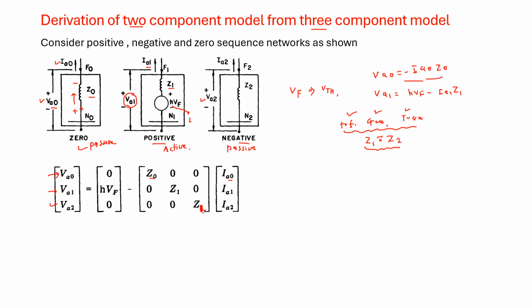Actually, here it is Z2, but we can assume that Z1 is equal to Z2, that positive sequence impedance and negative sequence impedance are the same. Because of this equality, we are able to transform the three component model to a two component model. This is a very, very important concept: the positive sequence impedance and negative sequence impedance are assumed equal.